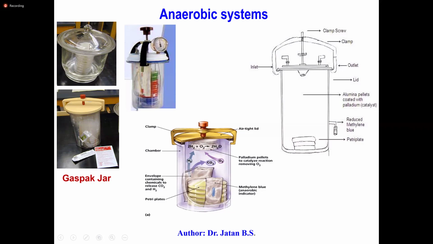Also, you can use this kind of candle jar system. If you light a candle inside this, the candle is going to utilize all the oxygen present inside this jar and replace that with carbon dioxide. Hence, the anaerobic bacteria can grow. Anaerobic as well as carbon dioxide loving or capnophilic bacteria can grow inside this jar. So these are the different anaerobic systems to maintain the anaerobic condition or to replace the oxygen for the proper growth of anaerobic bacteria. Okay, did you understand?